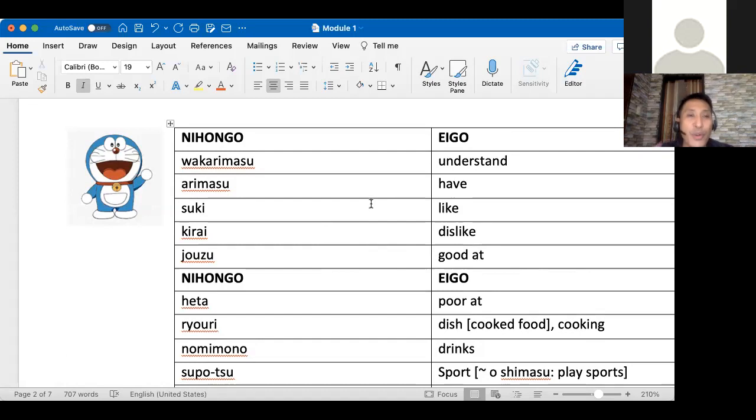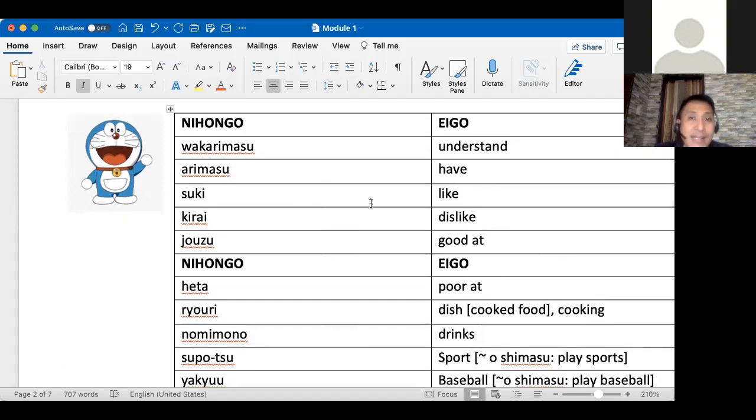Kailangan natin yung vocabulary words na to so that you will be able to easily construct or formulate sentences. Mahihirapan tayong gumawa ng sarili nating pangungusap unless we have enough vocabulary words. Di po ba? So pag sinabing wakarimas, wakarimas.